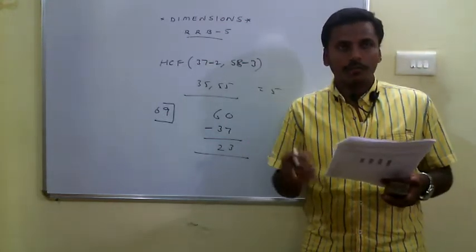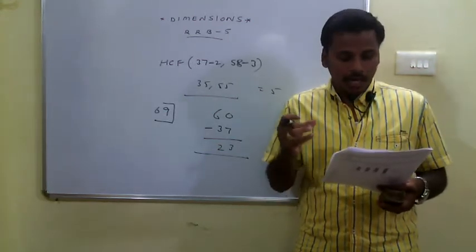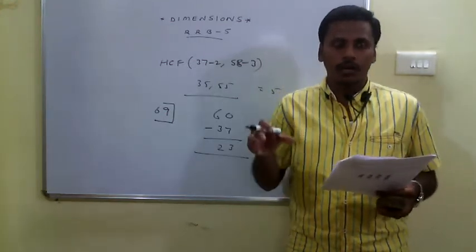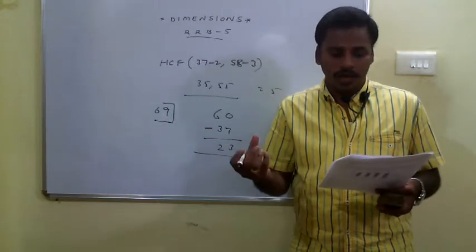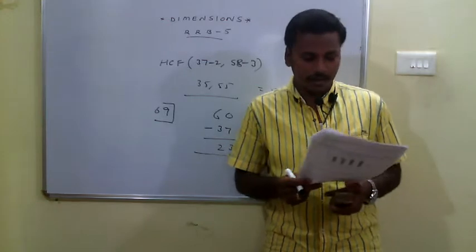Then coming to the next question, which is the 71st one. A class has 20 boys and 15 girls. If one representative from each sex has to be chosen, in how many ways can this be done? We need to select one boy and then one girl. One boy can be selected in 20 ways, one girl can be selected in 15 ways, then the total number of ways is 20 into 15, which is 300. Your answer is 300.